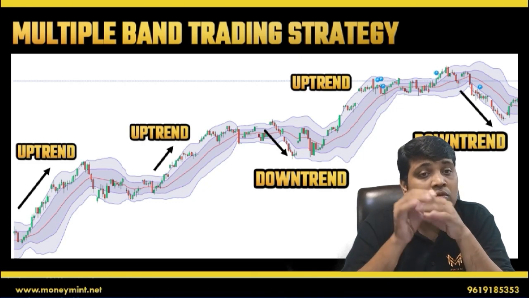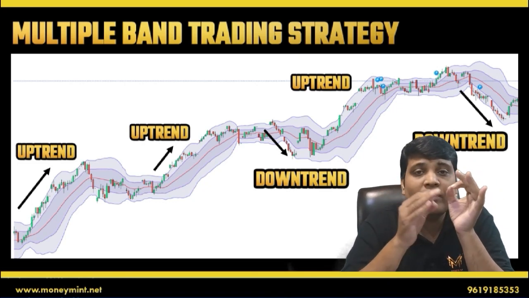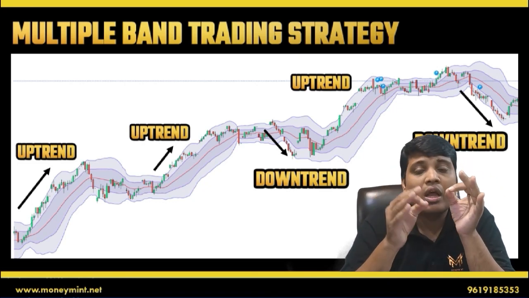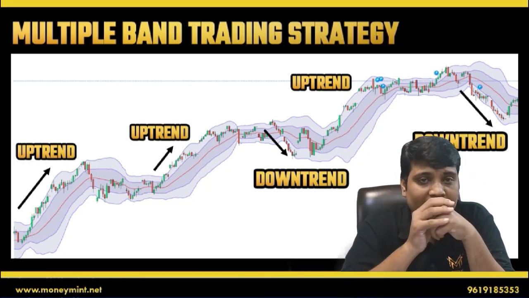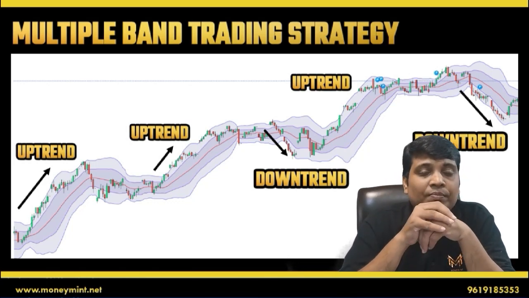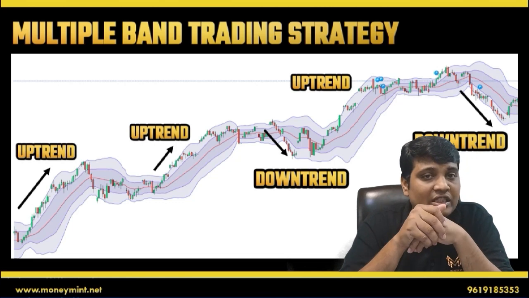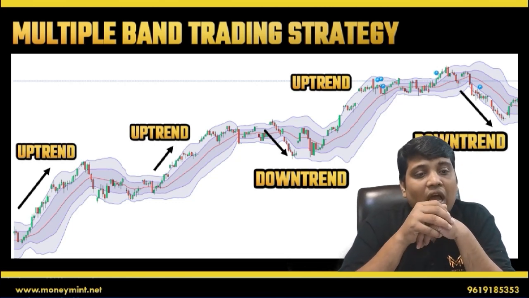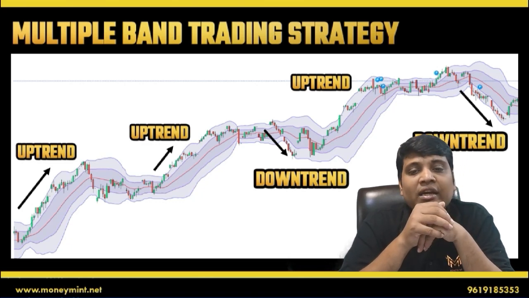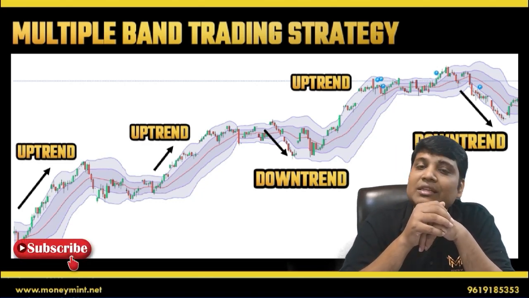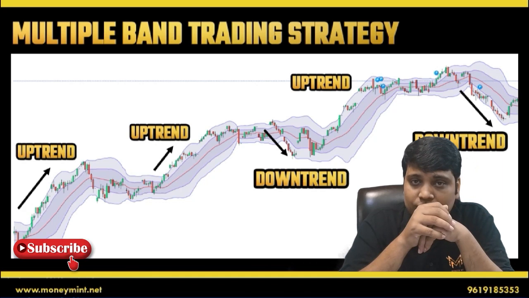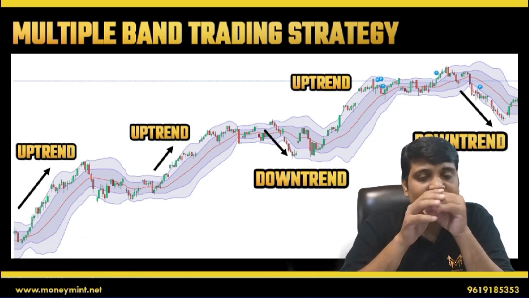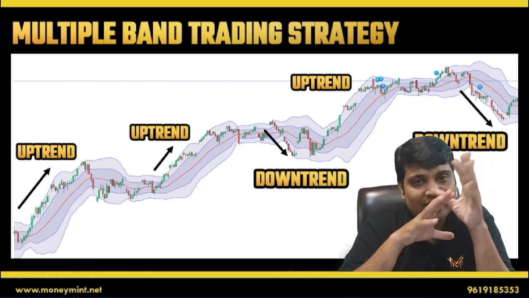Now, you know this market has a nature. The market will not always be in a sideways mode. The market will also have a trending mode. So to explain the trending mode, I would like to explain strategy number 2, that is how multiple bands are useful in this strategy. So when we take multiple bands, first let me explain how the multiple bands are formed.